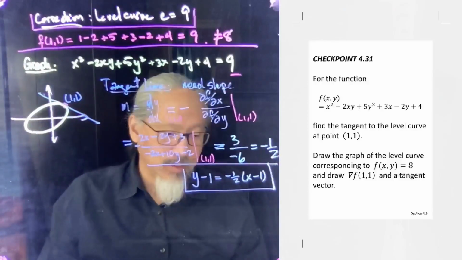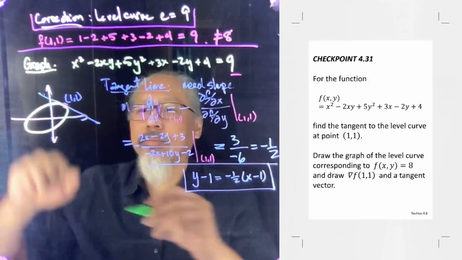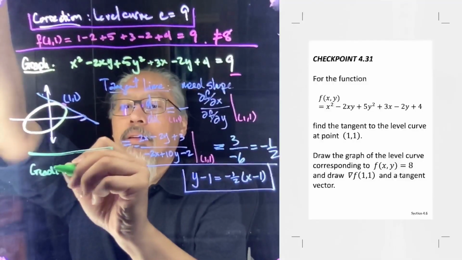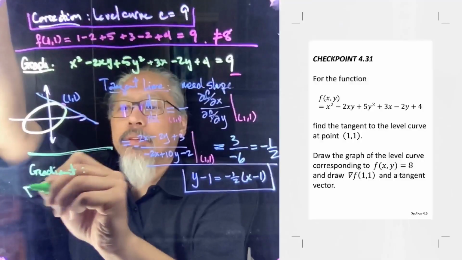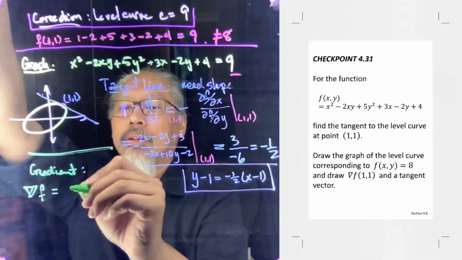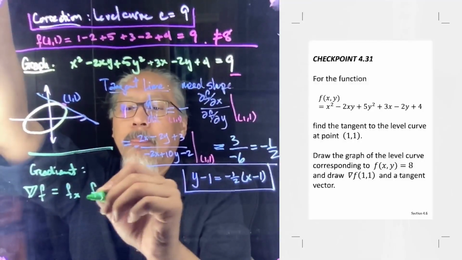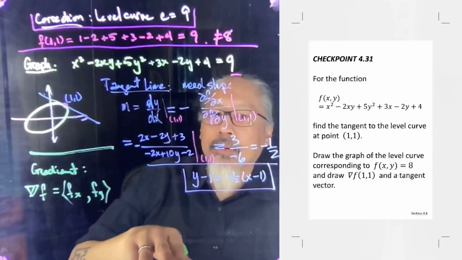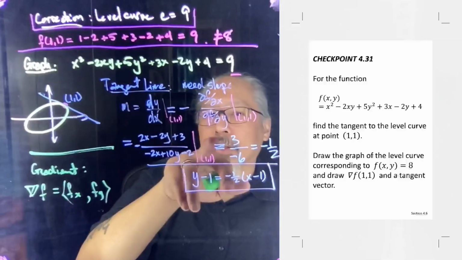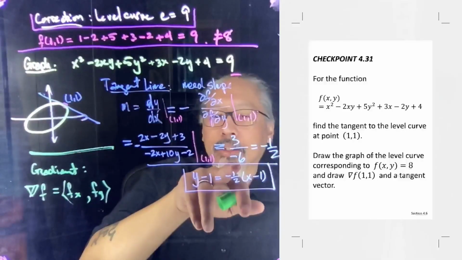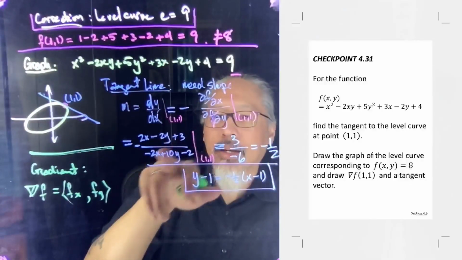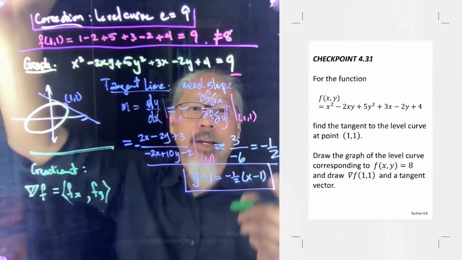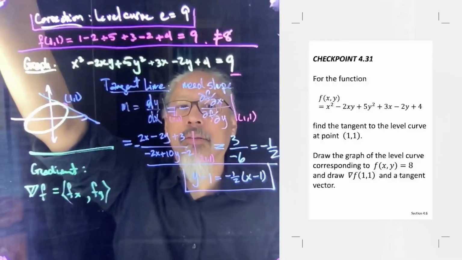So to get the gradient, we're going to simply take our derivatives and then evaluate them at (1, 1), which we kind of did already. The first one is the derivative with respect to x, and the second one, the denominator, is the derivative with respect to y. So we have our information here already.